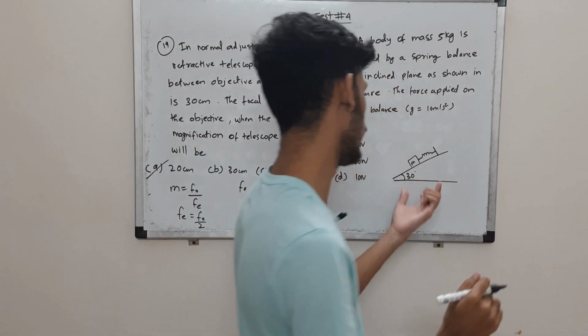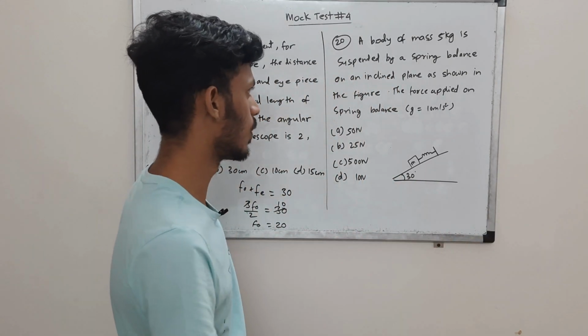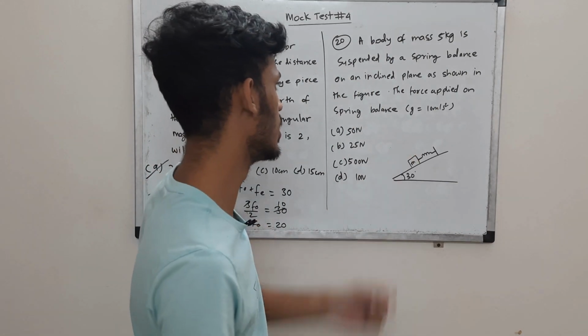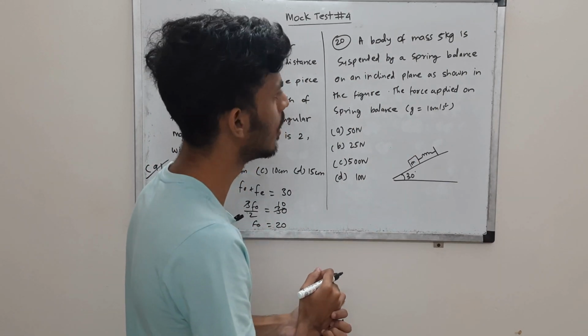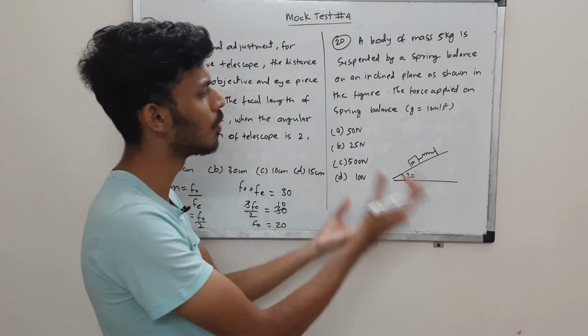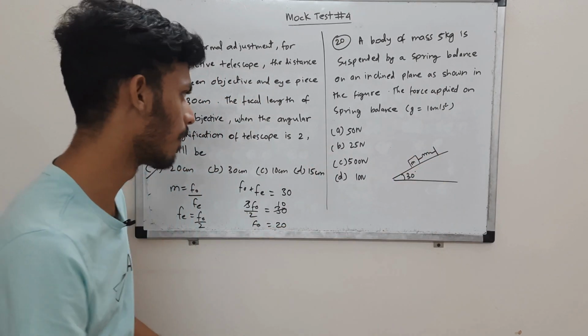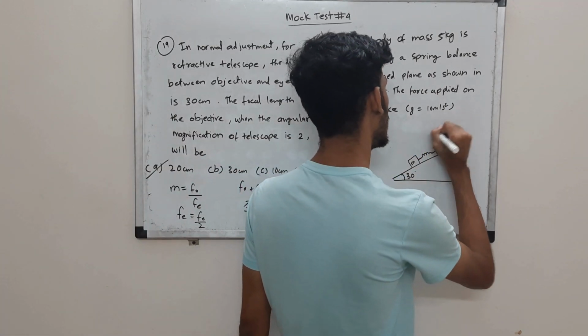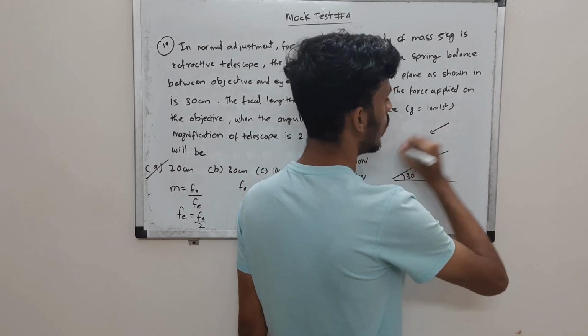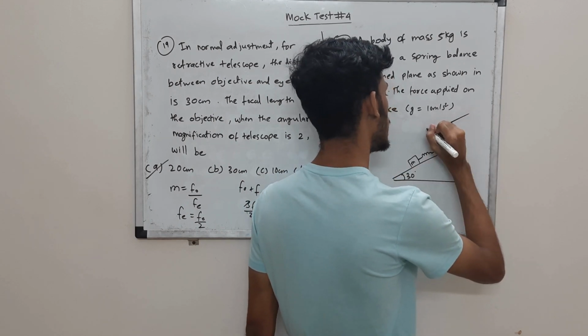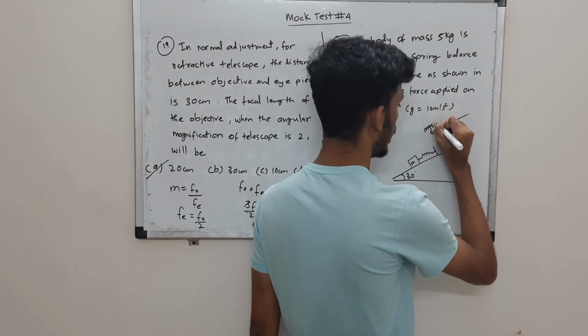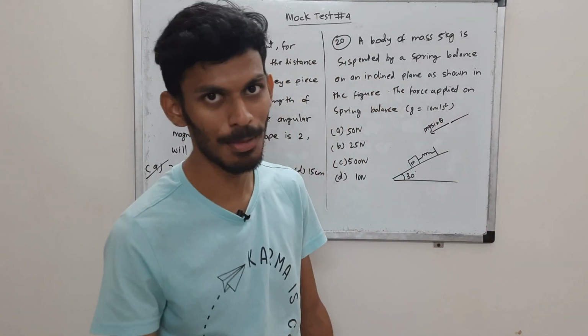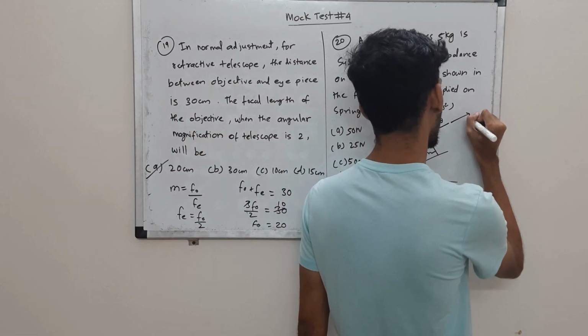Let's come to this one. Here we have a body of mass m. This system is in equilibrium. Body of mass 5 kg. You are supposed to tell what will be the force on this particular spring. Now the spring, you can clearly see it is balancing the component along the inclined component of the weight, which I told you is mg sin theta. Along the incline mg sin theta, perpendicular to the incline mg cos theta.